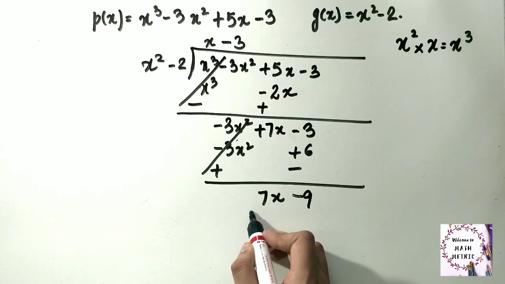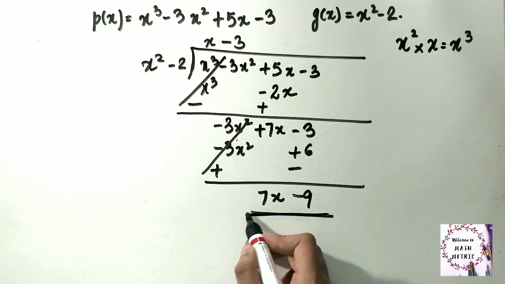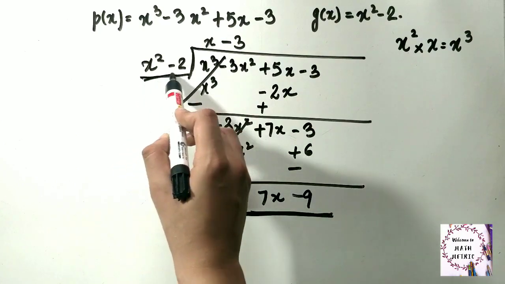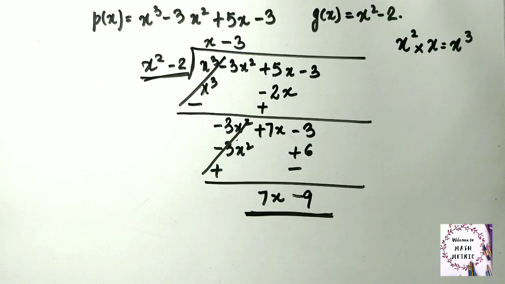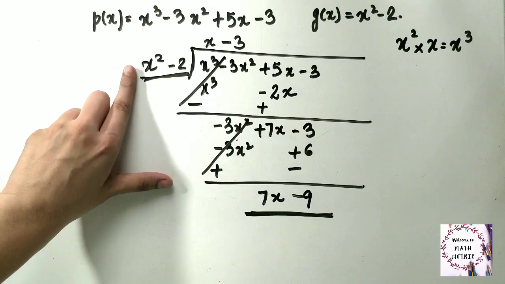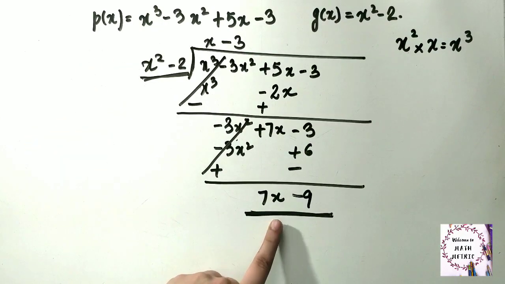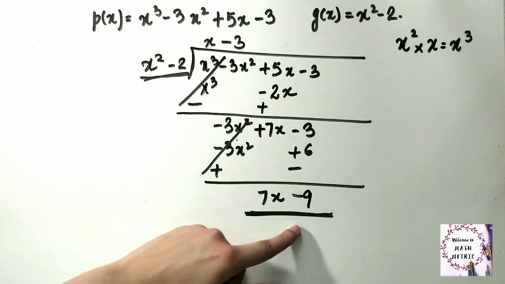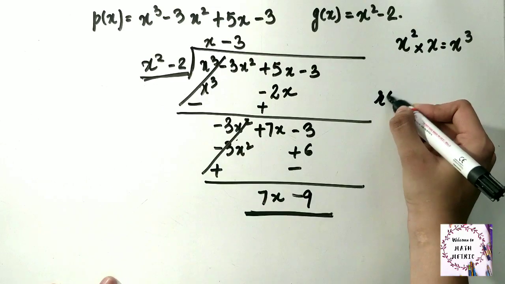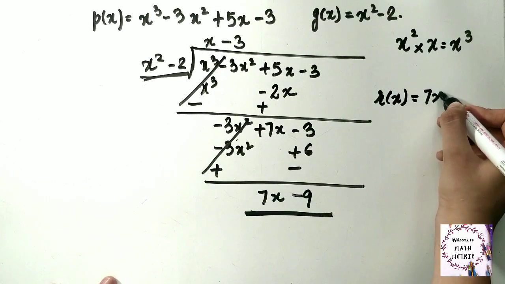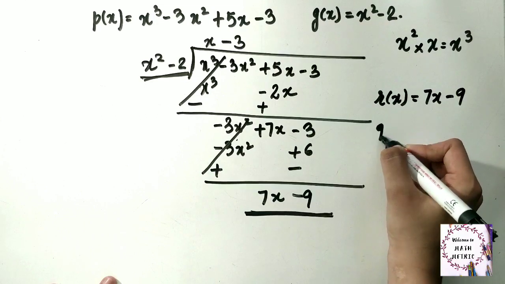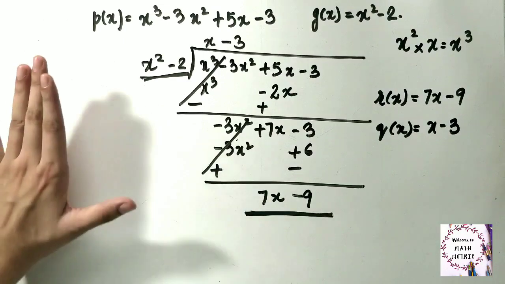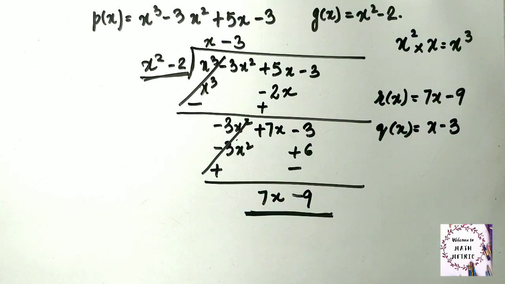So we see the degree of this polynomial right here is less than the degree of this polynomial g(x). Degree of g(x) is 2 and degree of this polynomial is 1. We cannot divide it further, so this is our remainder. So remainder is 7x minus 9 and quotient we have x minus 3. So this completes our part 1.